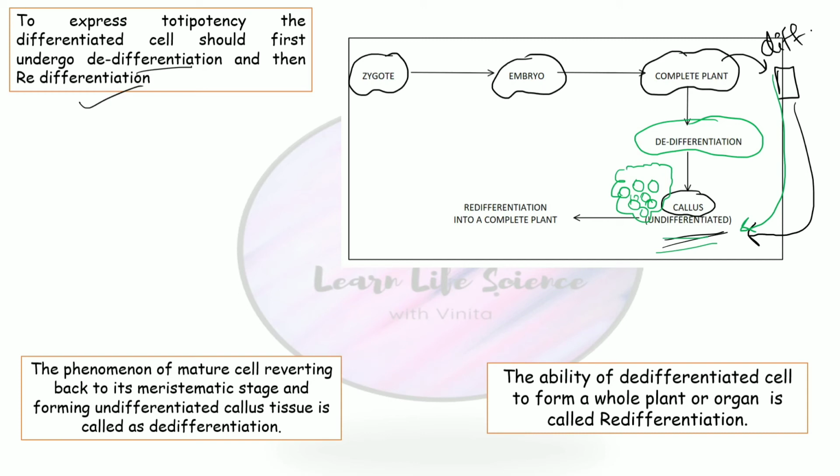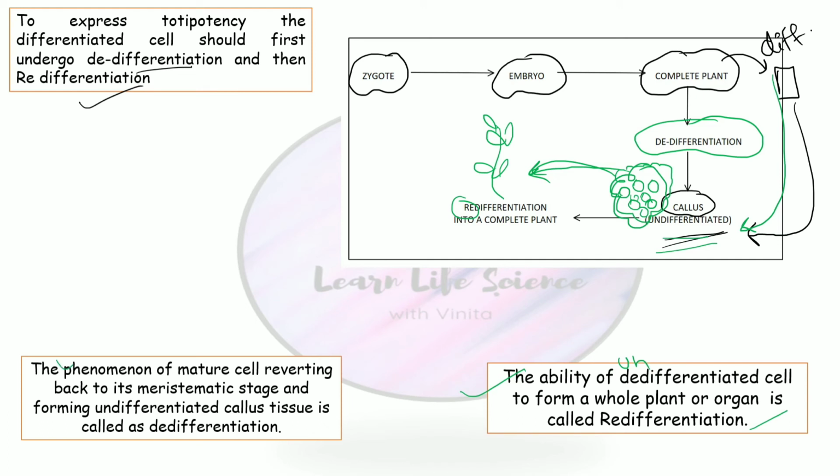Now you can induce this callus to form an entire plantlet. The ability of the de-differentiated cell or undifferentiated cell to form a whole plant or organ is called re-differentiation. So that is what we are doing here. We are converting this callus into a state of differentiation by which it can develop its entire plantlet or get into a complete plant. So this process of the formation of an entire plantlet from this undifferentiated cell is known as re-differentiation. Re-differentiation means the differentiation is going to occur again, and therefore we call it re-differentiation.